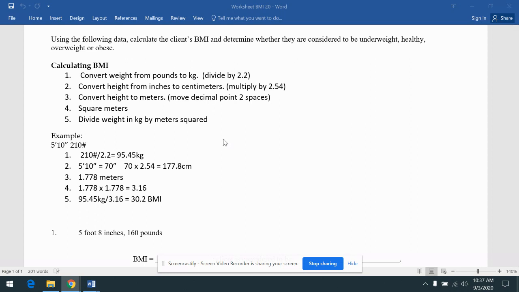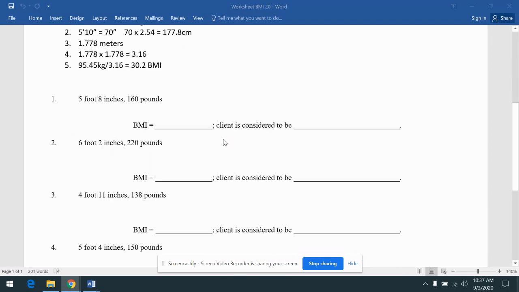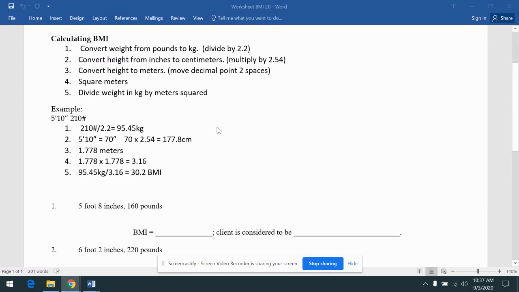We will review this process over and over and over throughout our tenure in this class. So calculate your own BMI, calculate the BMI of your housemates, and then use these as examples, and we'll discuss the answers if you would like.